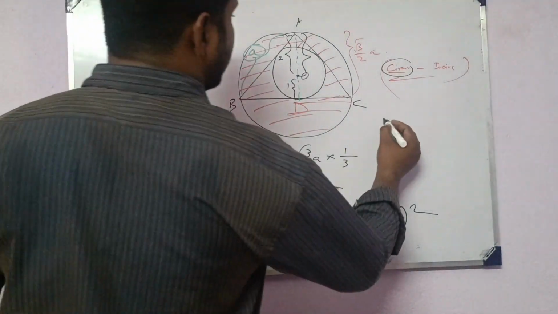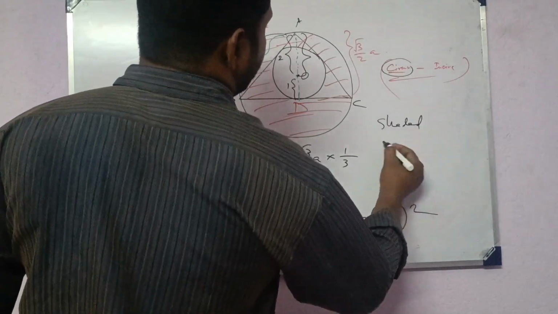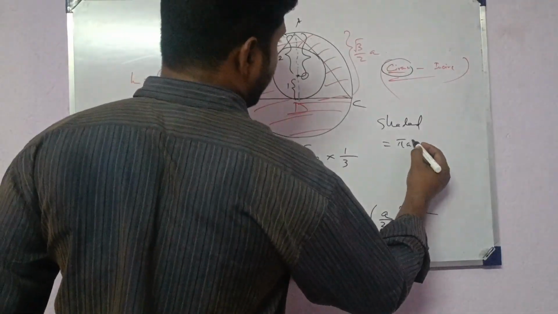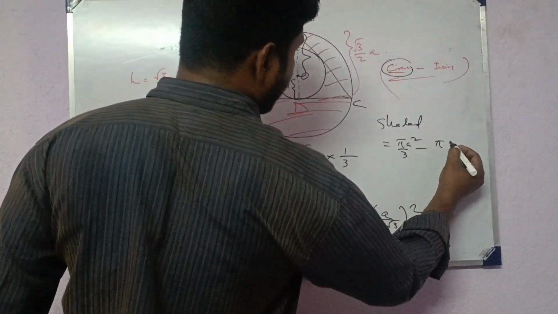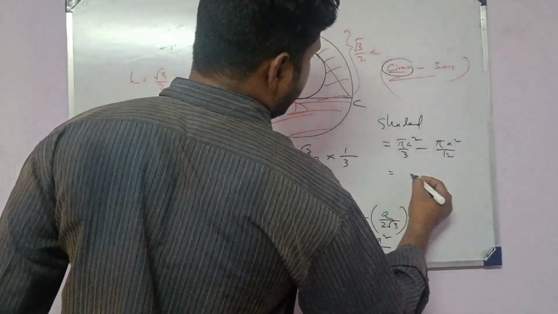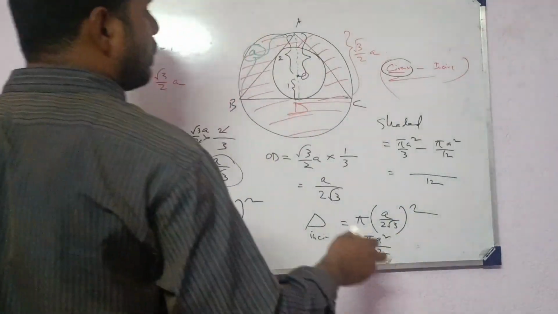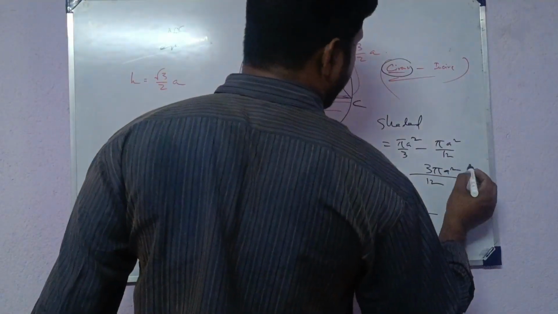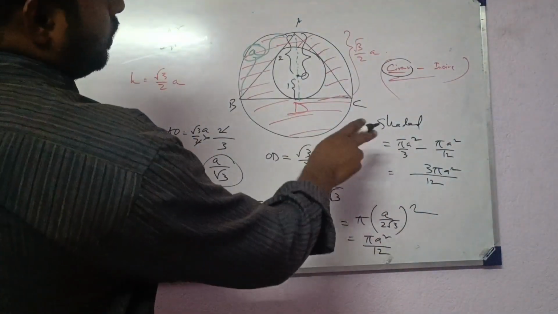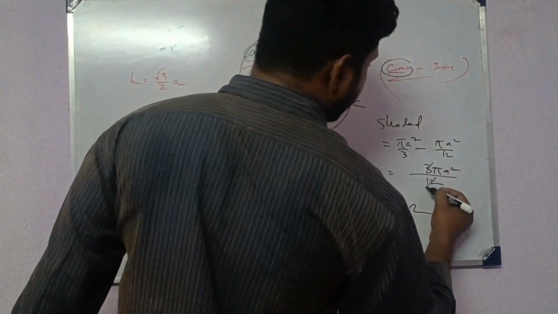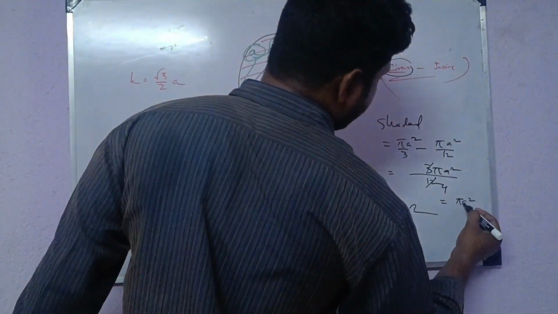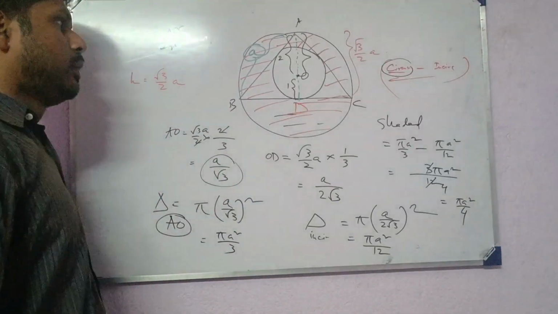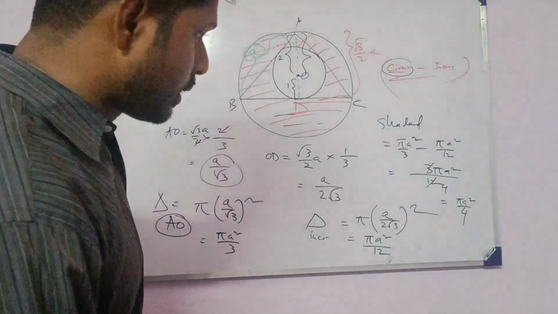So the area of the shaded region is circumcircle minus incircle. The circumcircle is pi a square by 3 and the incircle is pi a square by 12. Taking LCM 12, 4 pi a square minus pi a square, so 3 pi a square. 3 fours are 12, 4 pi a square over 12, 4 minus 3. So pi a square by 4. This is the area of the shaded region enclosed between the circumcircle and incircle.